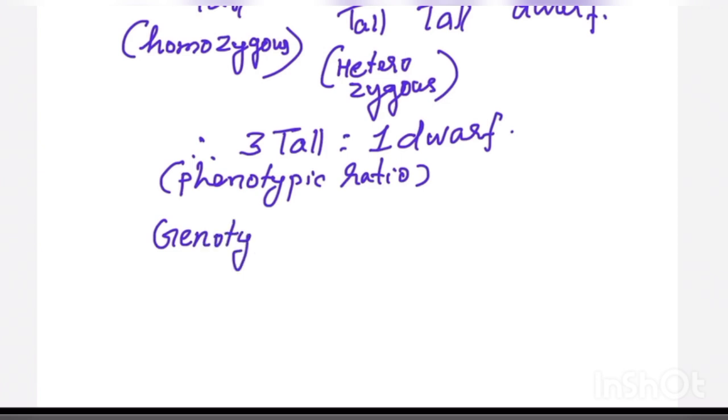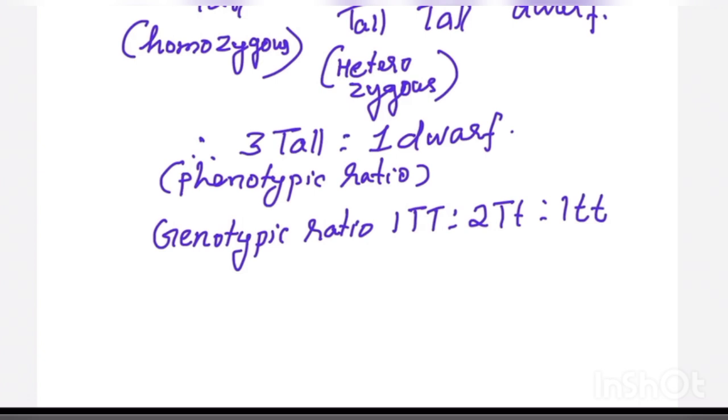Next, what is the genotypic ratio? Genotypic ratio means how many combinations of genotypes we got. There are three combinations: one capital T capital T, two times capital T small t, and once small t small t. In F2 we got this type of genotype. So the genotypic ratio is 1:2:1. Phenotypic ratio 3:1, genotypic ratio 1:2:1.